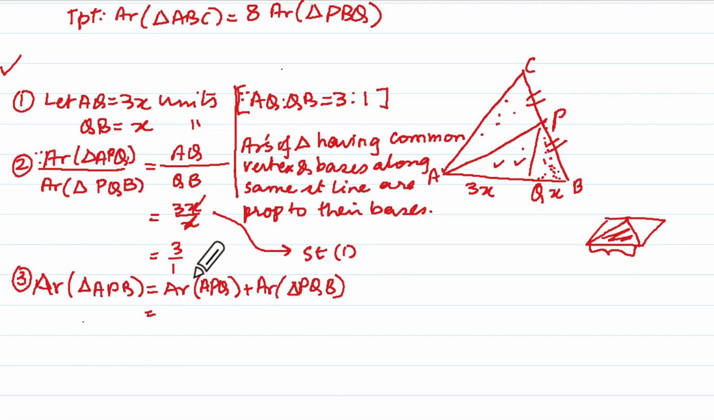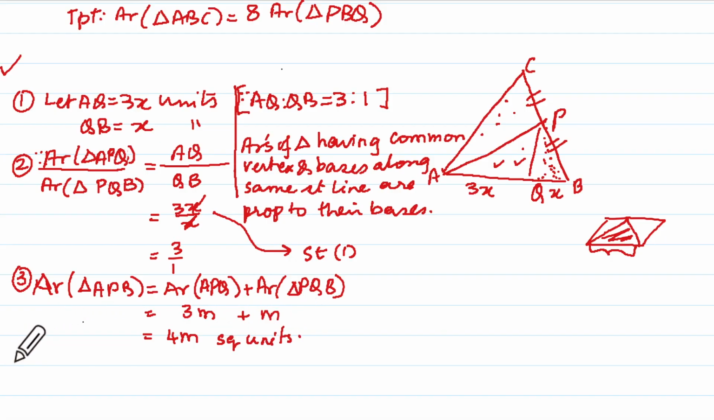Understanding? But this is 3 and this is 1. This is 3 and this is 1. But it doesn't mean it is 3 square units. So I'll have to call this as 3m plus m. That means it is 4m square units.